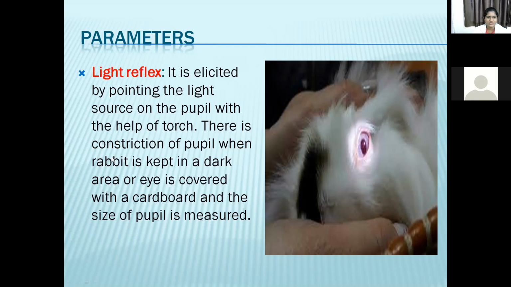So there is a constriction of the pupil. When the rabbit is kept in a dark area or the eye is covered with a cardboard, the pupil size will be measured.